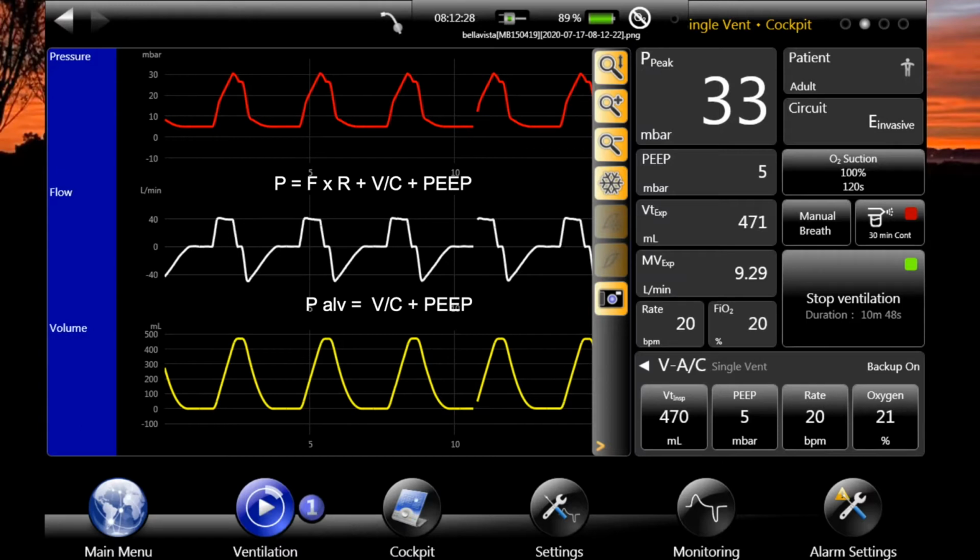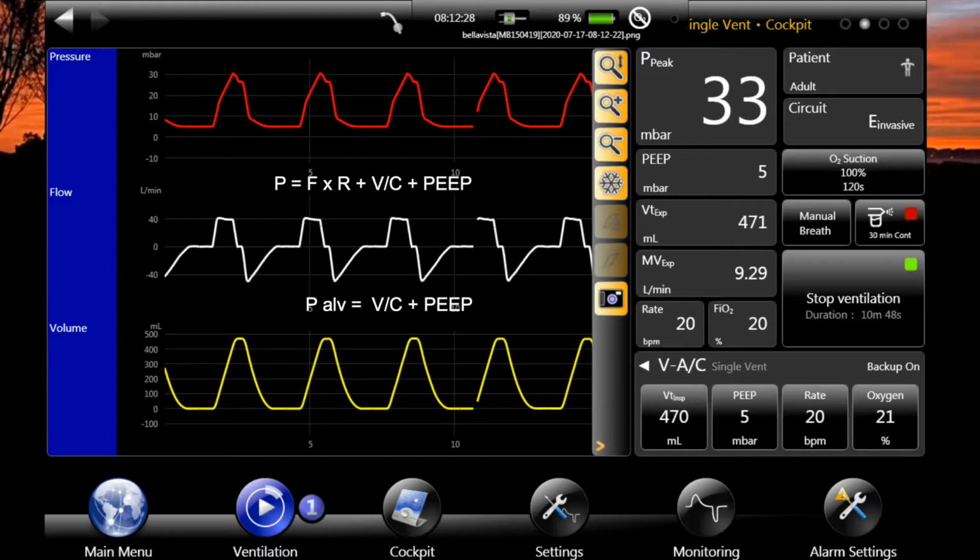But it's the alveolar pressure that I think is important, because that's the pressure that is seen by the alveolus, and if we think that damage is being done by overdistension or stress or strain on the alveolus, it is that pressure that's doing it, not the pressure in the outer airway.